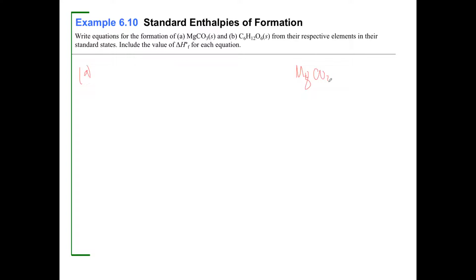Magnesium carbonate is going to be coming from magnesium. Its standard state is solid, and carbon, its standard state is solid, and oxygen, its standard state is a gas, right? So it looks like it's going to be 3 halves, right? Because there's 3 of them here, and only 1 of those and 1 of those. So this is the answer for the equation for the formation of magnesium carbonate, from its elements in their standard states.